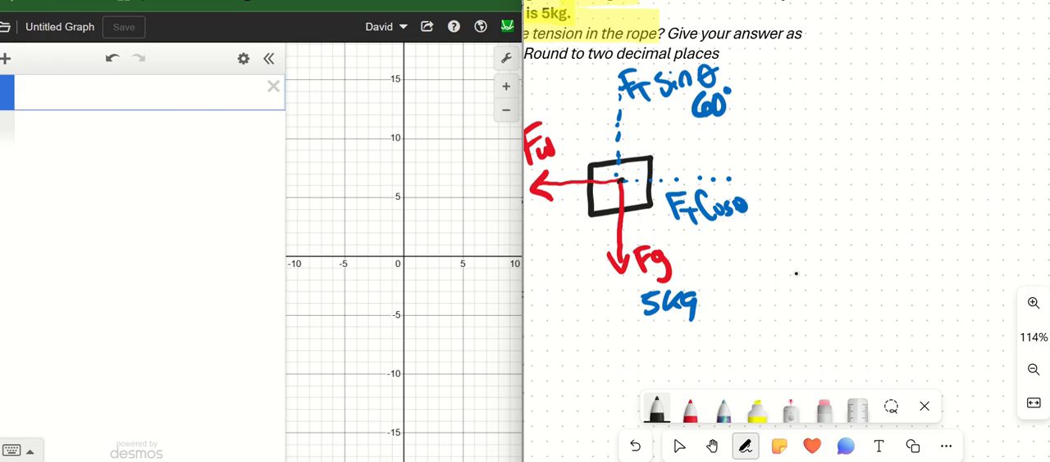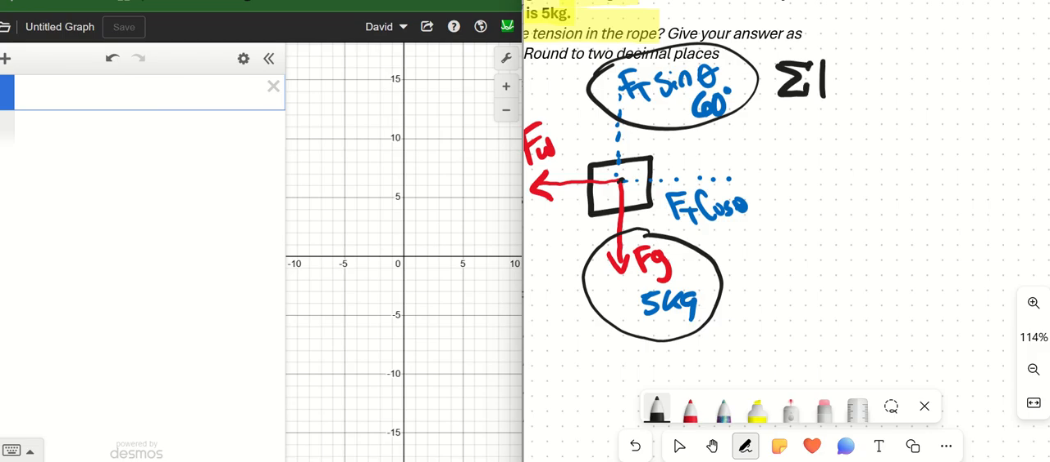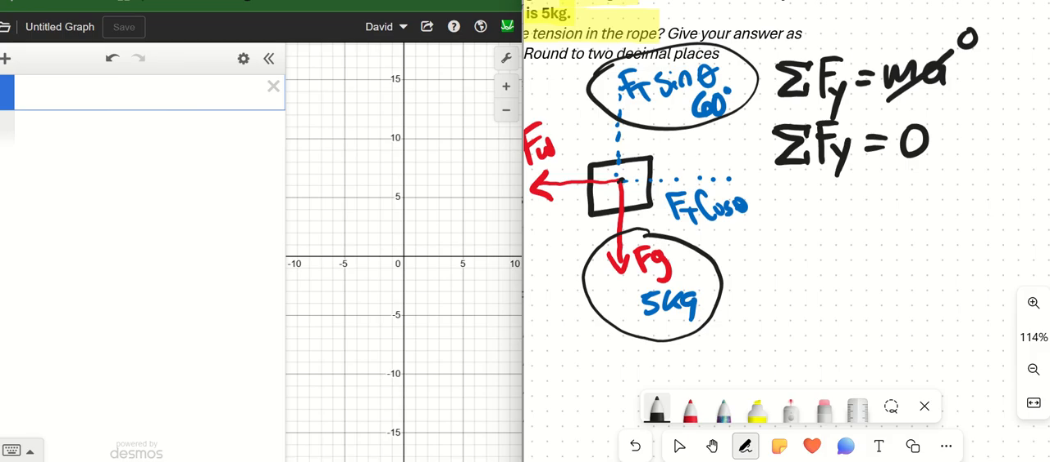So I know that in my vertical direction, I have just these two forces. So I'm going to be looking at the sum of my forces in the y direction, only these y components. And that's going to be equal to my mass times my acceleration. But I know that my acceleration is 0, so this whole thing is going to go to 0. So now I have the sum of my forces in the y direction equal to 0. This only works if I have an object at rest. I know that the acceleration is 0, so I can turn that whole right side of my equation to 0.